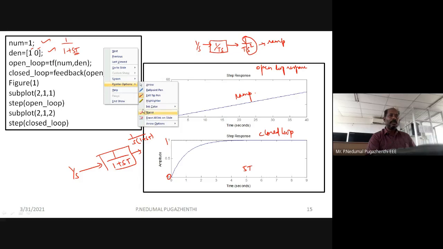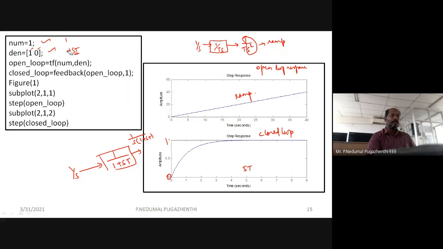I will tell you what is happening here. I will explain the code also. That is not actually in your syllabus, but I will try to explain it. Kindly make a note of it. The numerator is 1. This is 1 by S. The denominator polynomial is S and 0. The coefficient of S will be provided here, and this is 0.